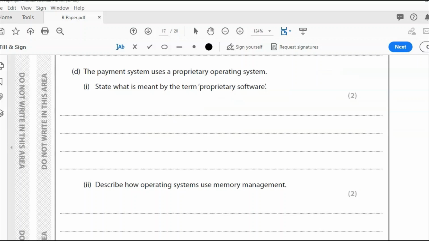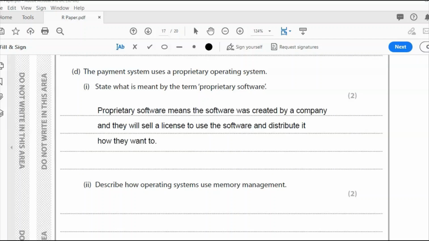D. The payment system uses a proprietary operating system. State what is meant by the term proprietary software. Now, proprietary software means the software was created by a company and they will just sell a license to use the software and distribute it how they want to. So with proprietary software, when you buy a piece of software, you're buying the license to use it. You're not actually buying the software itself, you're buying the license to use the software.